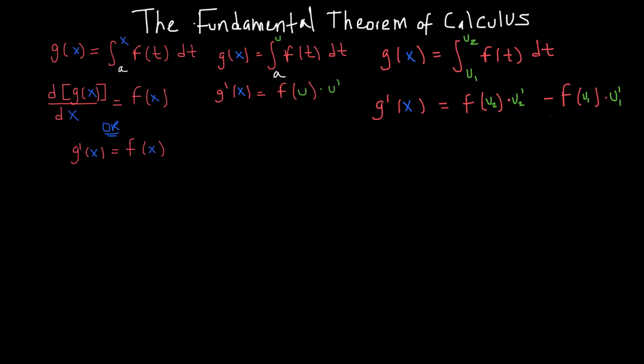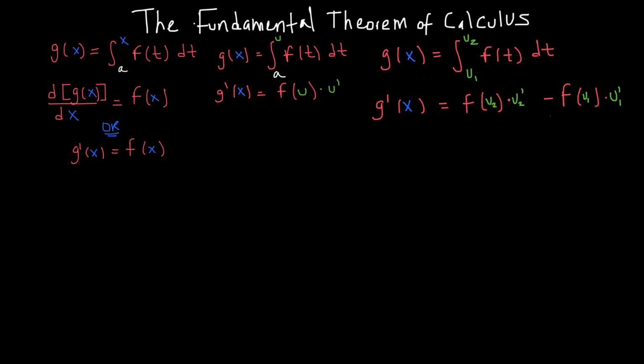So this could be the integral from ln of x to 1 over x. This could be the integral from x cubed minus 2 to the square root of cosine x. Just any function of x you can think of, and then any other function of x you can think of for the upper limit. And g is still a function of x, and g is still defined by an integral.